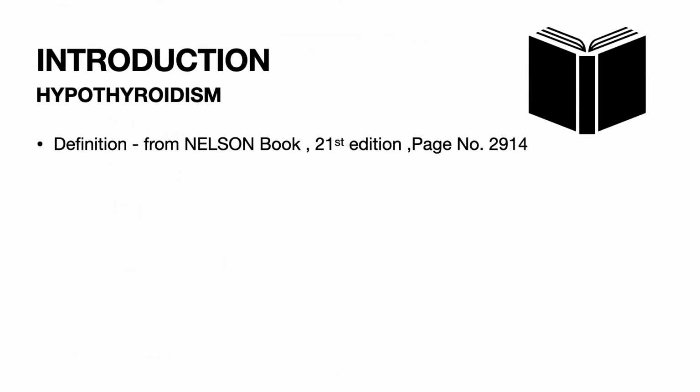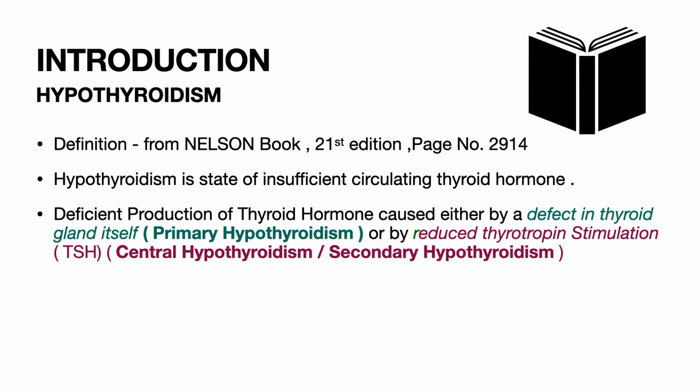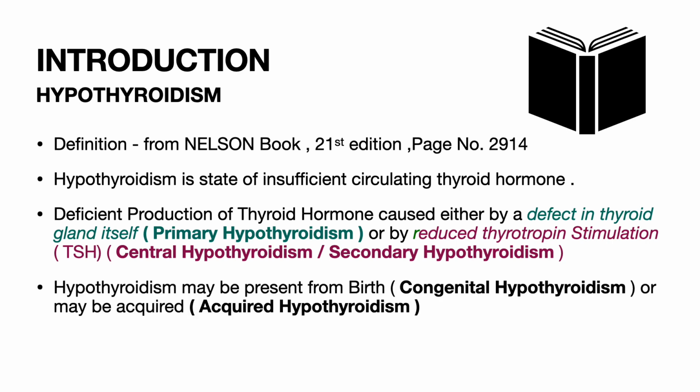Now let's see the hypothyroidism, the definition. It is taken from the Nelson book, 21st edition. Hypothyroidism is a state of insufficient circulating thyroid hormone. The deficient production of thyroid hormone is caused either by a defect in the thyroid gland itself, that is primary hypothyroidism, or by a reduced thyrotropin stimulation, TSH, that is the central hypothyroidism or the secondary hypothyroidism. Hypothyroidism may be present from birth, that is congenital hypothyroidism, or may be acquired, that is acquired hypothyroidism.